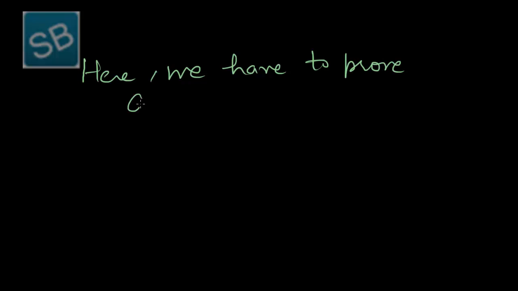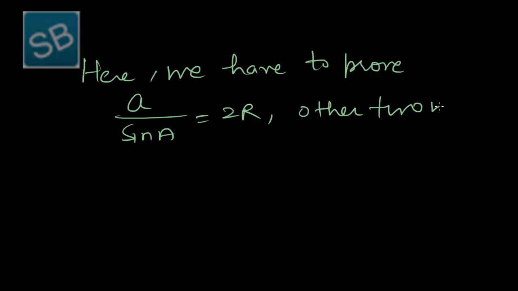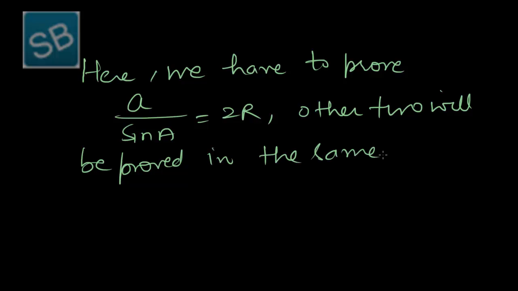So here we have to prove a over sine A is equal to 2R. The other two will be proved in the same manner. After proving this first result, we can take the result for the others. So there are three possibilities.